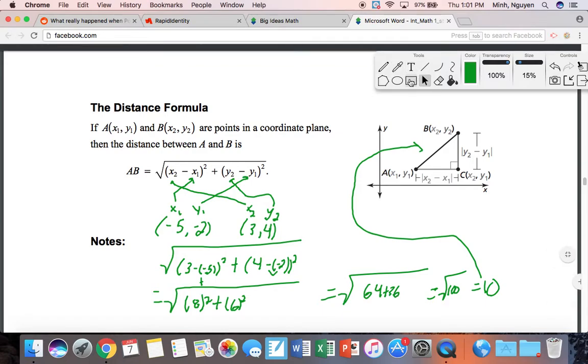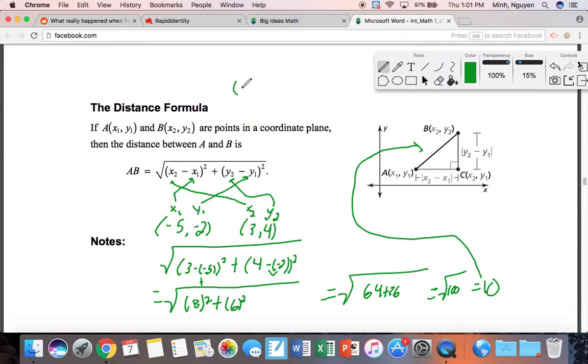An important distinction I want to make is I had chosen -5, -2 as x1 and y1. And some of you might be asking, does it matter? Just like with the midpoint, it actually does not matter. If I said this was x1 and y1, and this was x2 and y2, I would get the exact same answer, which is 10.